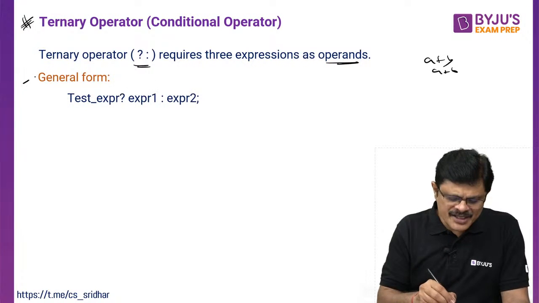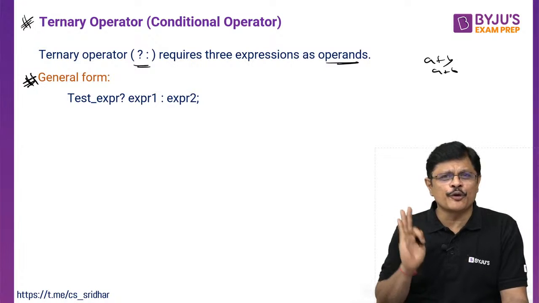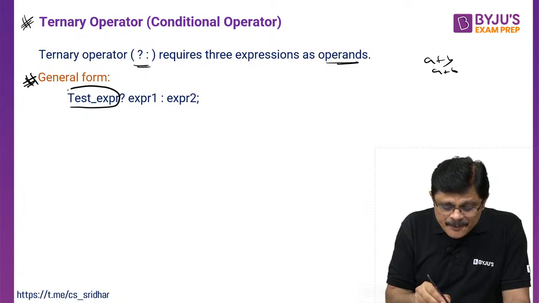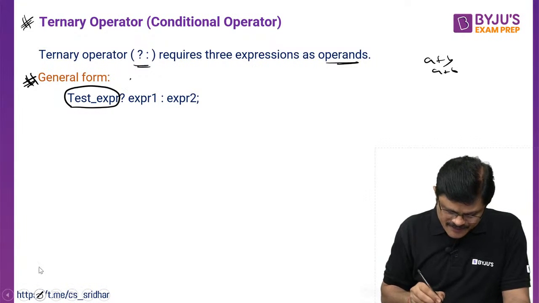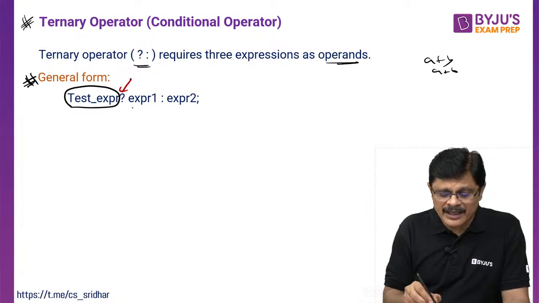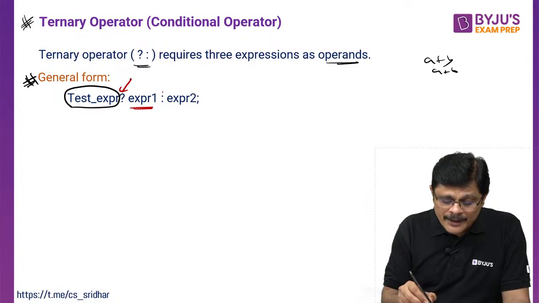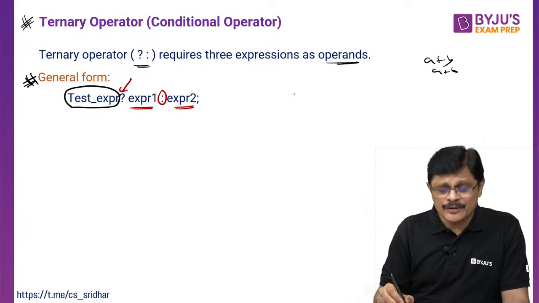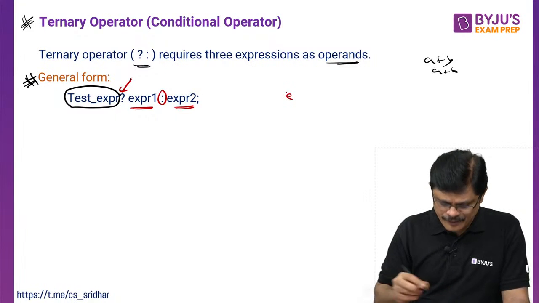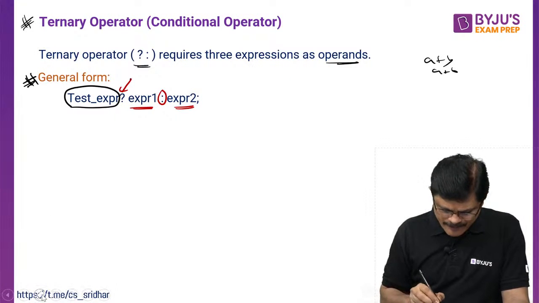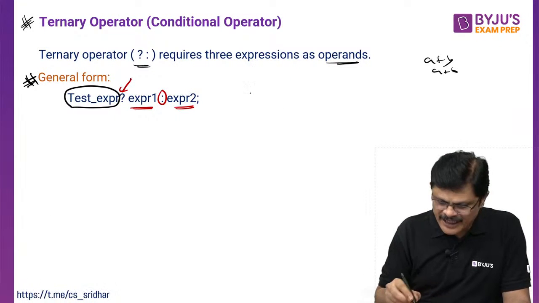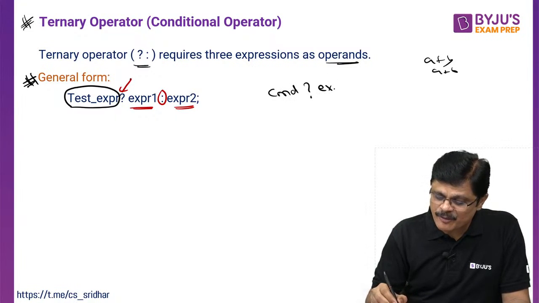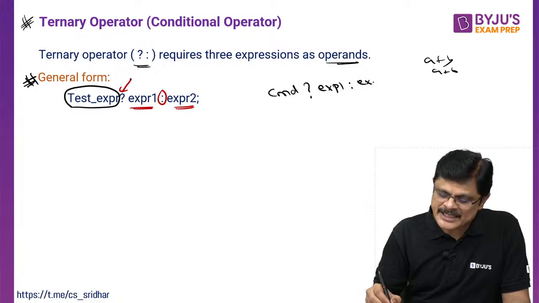This is one of the interesting topics, my dear friends. In GATE you can find 3 to 4 questions based on ternary only. So we have a test expression followed by a question mark, then expression 1 followed by a colon, then expression 2, my dear friends. The test expression you can also call a condition. So some people write it as condition, question mark, expression 1, colon, expression 2.